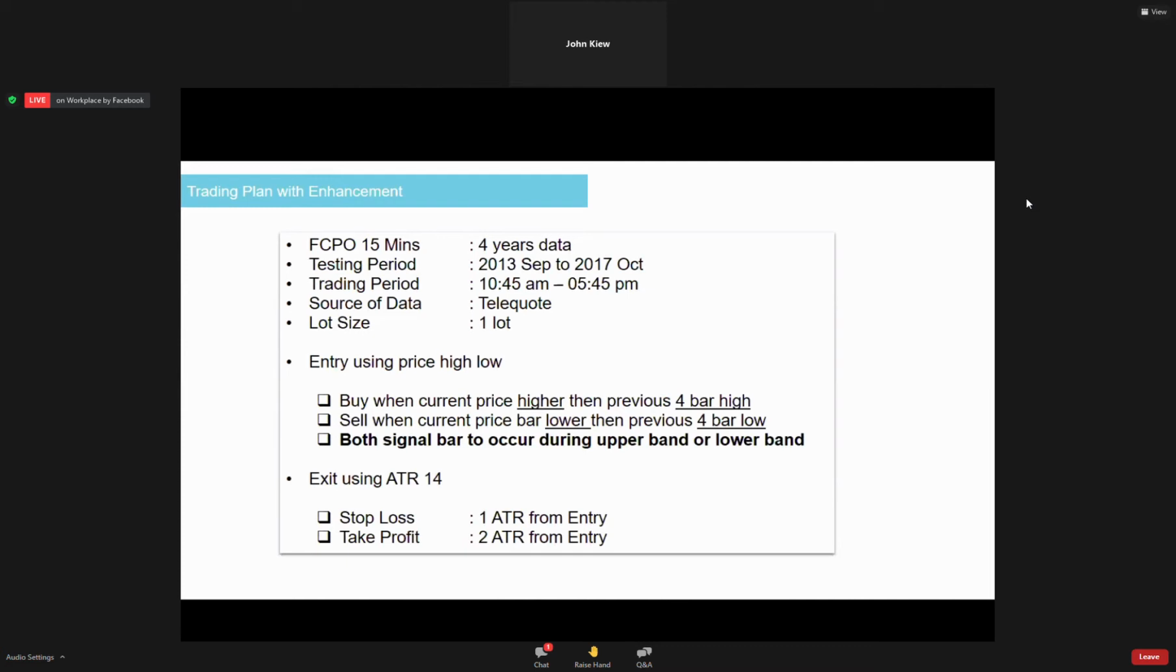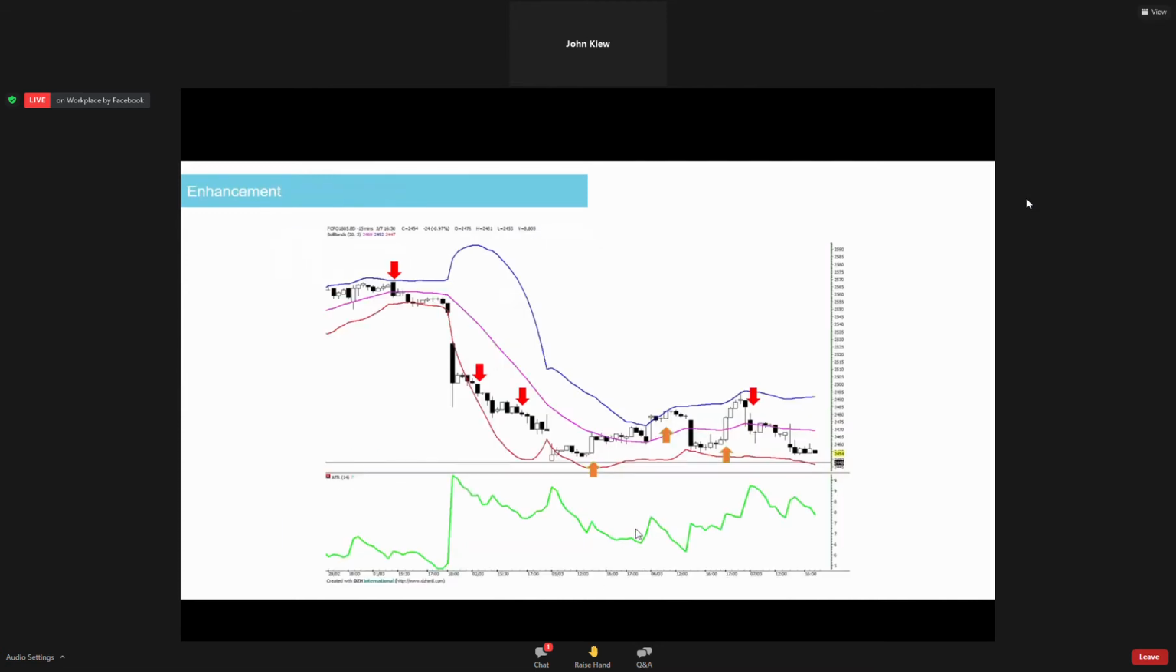Then the exit is very straightforward. We just follow a risk multiple of 2. 1 ATR away from your entry point will be your cut-loss point, and 2 ATR away from your entry point will be your take-profit point. So this gives you a constant risk reward ratio of 2. By the way, if you have any questions, please type in the chat box or the Q&A, and I will come to you shortly.